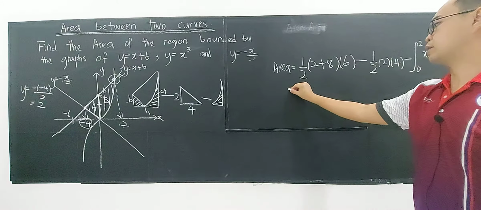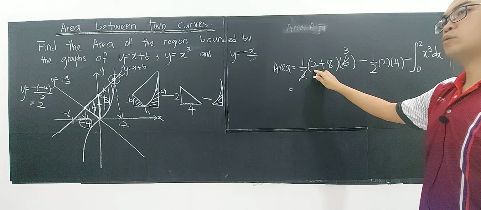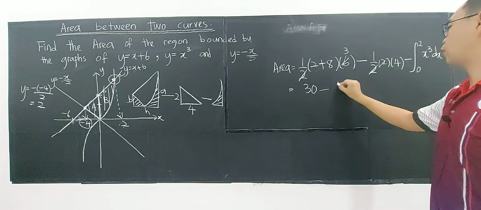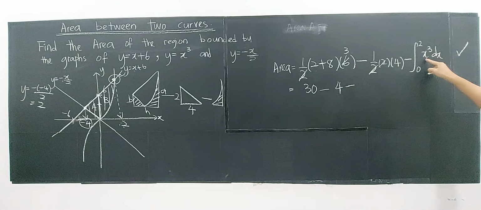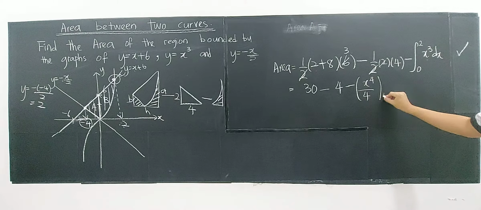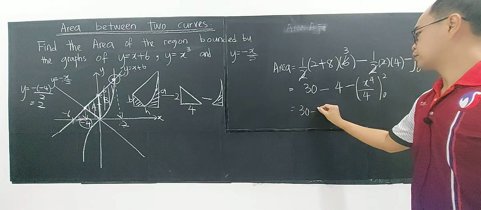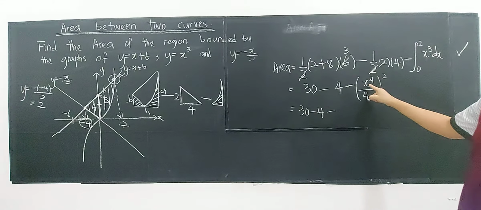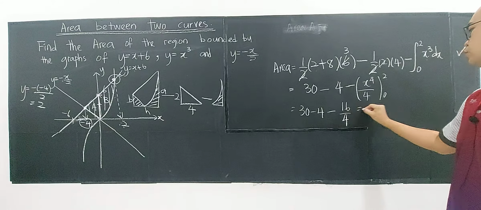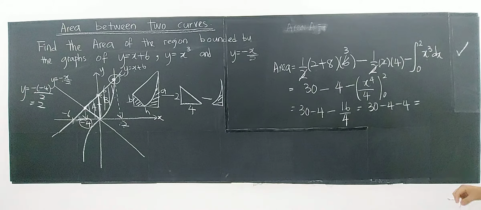As I calculate this, you have 2 plus 8, 10, 10 times 3, you have 30. Minus away 4, minus away, okay, let's integrate this. You have x to the power of 4 over 4 from 0 up to 2. So minus 2 to the power 4, which is 16 over 4. So which will be 30 minus 4 minus 4.